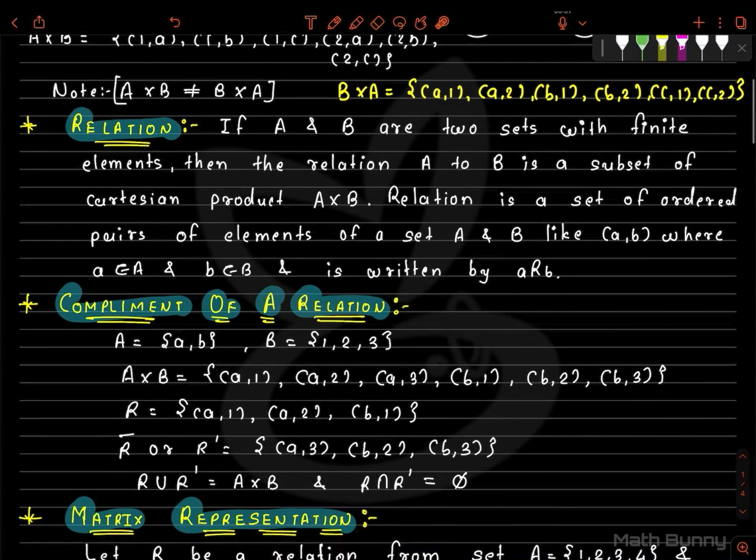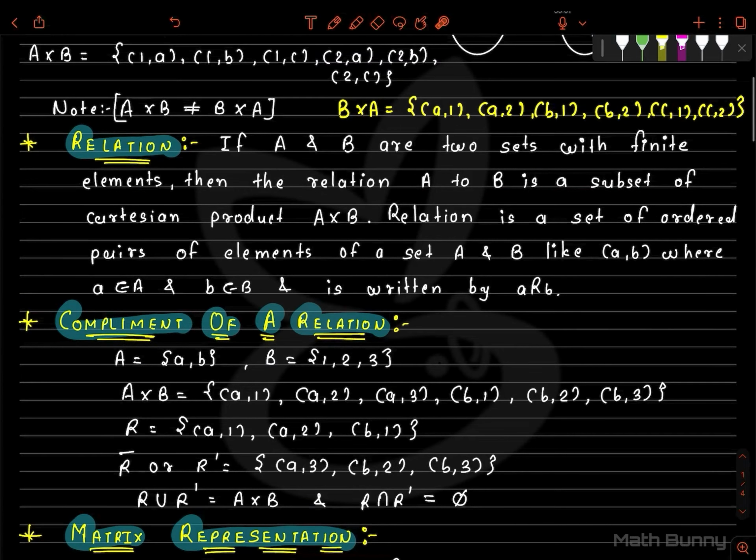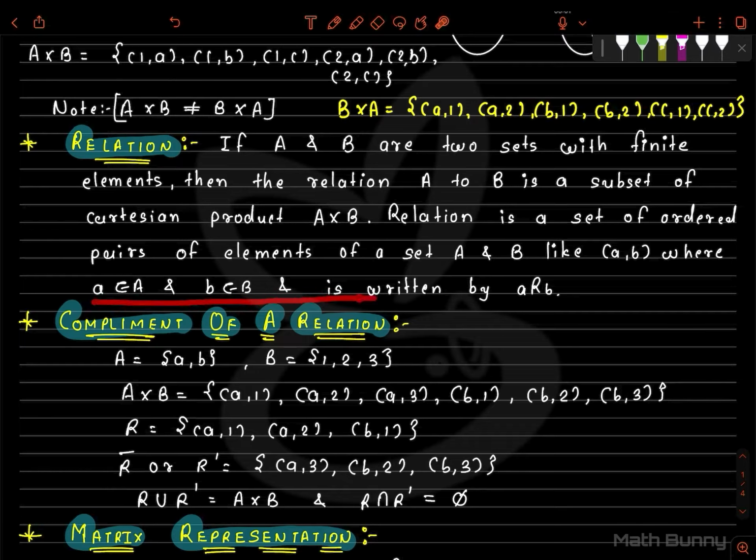Now, what is a relation? If A and B are two sets with finite elements, then a relation from A to B is a subset of the Cartesian product. So, a relation is a subset of the Cartesian product, and it is a set of ordered pairs (a, b) of elements of sets A and B, where a belongs to A and b belongs to B, written as a relates to b. If I take one example, R1, then it would be {1A, 1B}. So R1 is one type of relation, which is a subset of the Cartesian product.